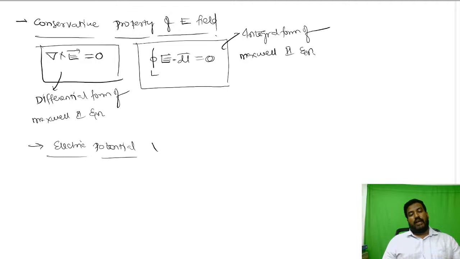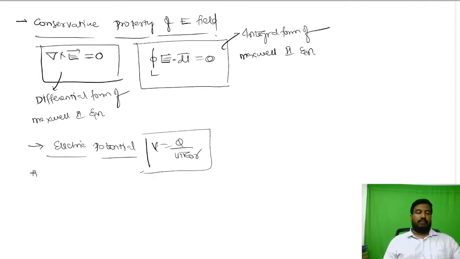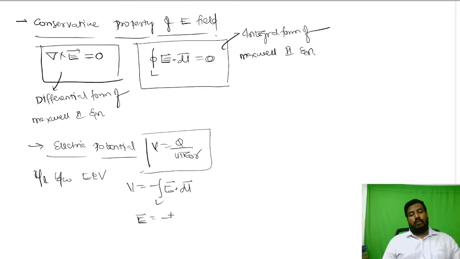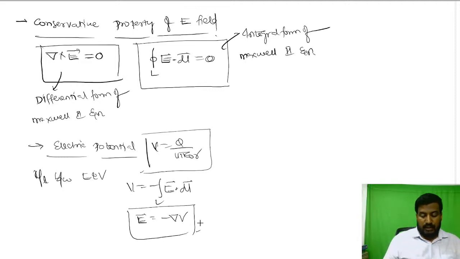Which is a scalar quantity given by Q by 4 pi epsilon naught R. Relation between E and V. This E and V are related as V is minus integral E dot dl. E is equal to minus del V. This is the relation between E and V.